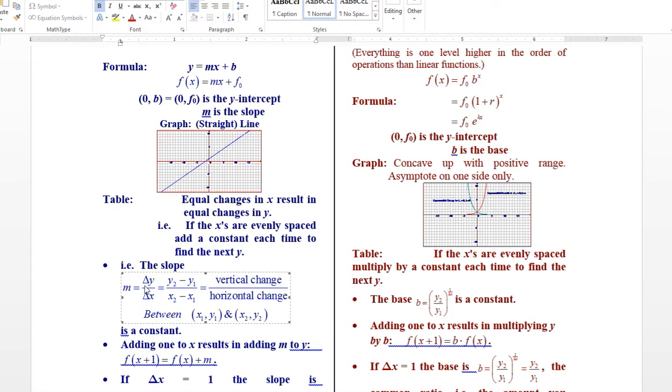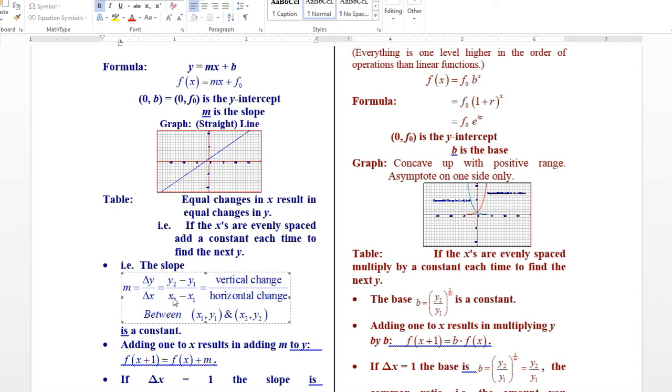delta x is 1. So delta x is 1. The slope is just the difference in y's, and delta x is 1. The base is just the ratio of the y's for linear and exponential respectively. When delta x is not 1, you can take any 2 points in your table or on your graph and do delta y divided by delta x.